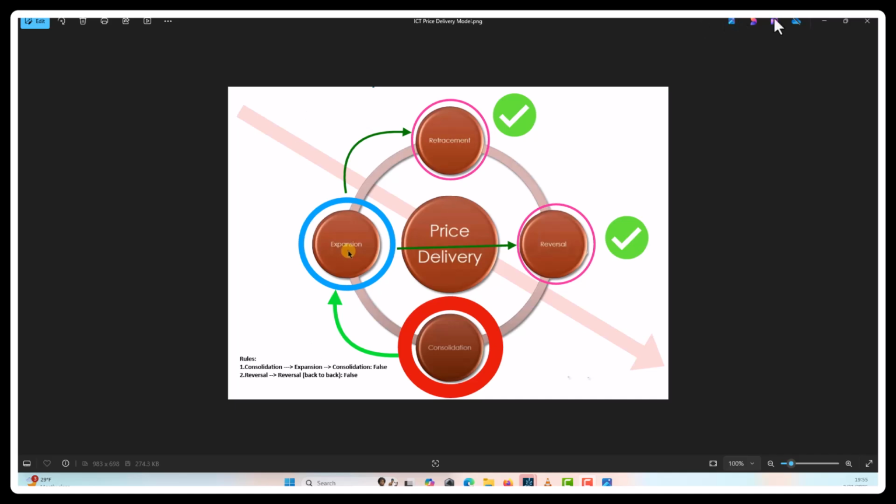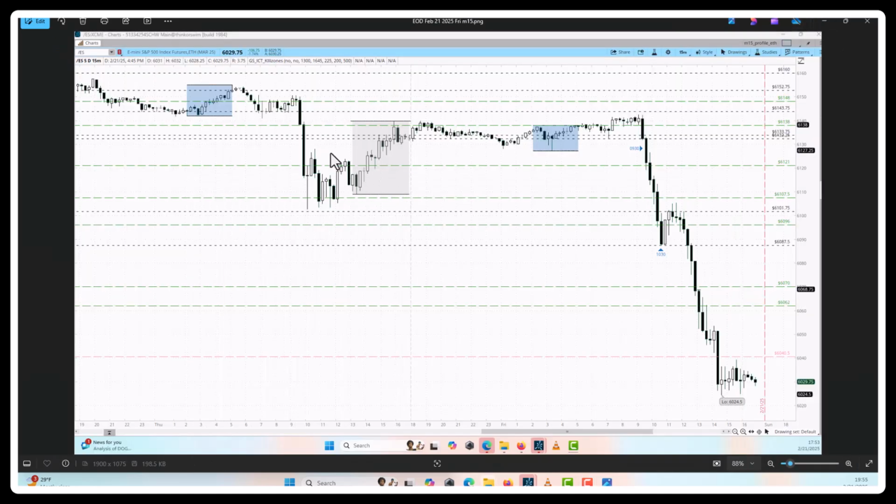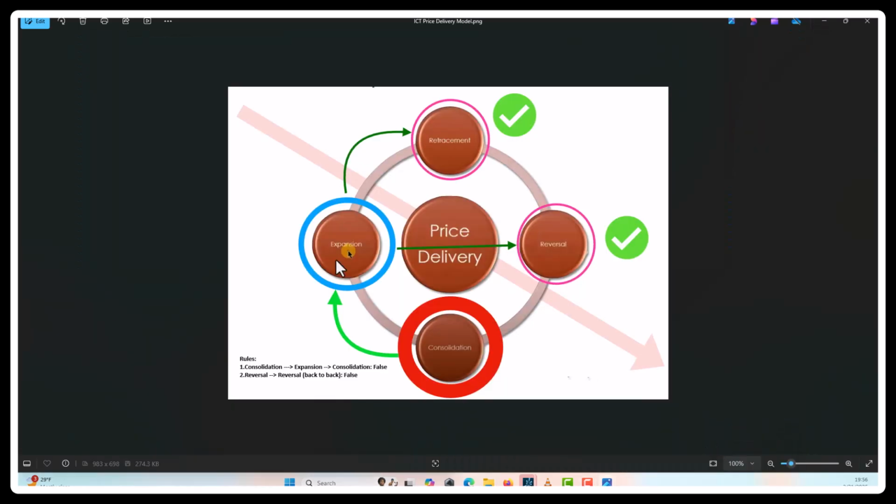So that's the idea. Look right here, we see that is the first leg down, which is expansion, and then it goes into retracement right here. The whole move right here is just retracement, right, and then it goes into consolidation and boom. So right here, you go to expansion, and then expansion goes to retracement. Retracement goes, in this case, back to consolidation. It did not reverse.